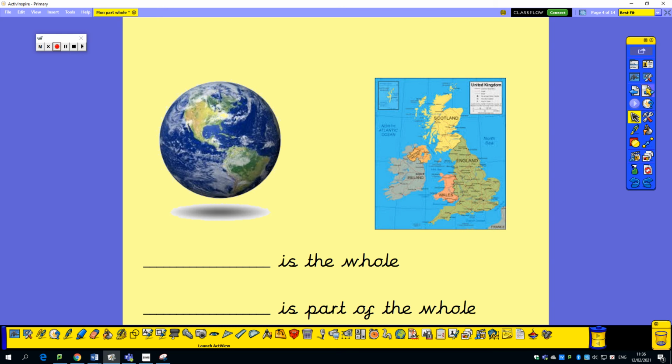So we're going to be using our Pearl Power again now. We're actually going to be making some links to other things around us. And there's lots of talking in this lesson, so you can be joining in with me. So if the world is the whole, then this, which is the United Kingdom, is part of that whole. So imagine the world as the whole, and the United Kingdom, where we live, is just a part of that whole.